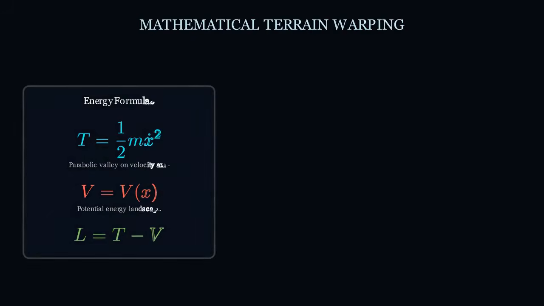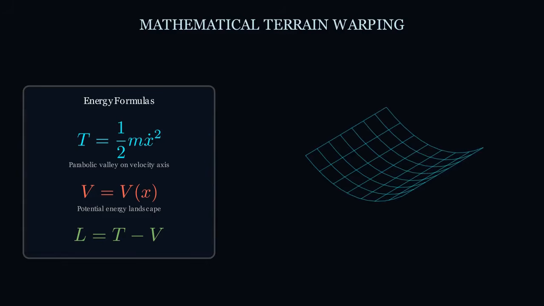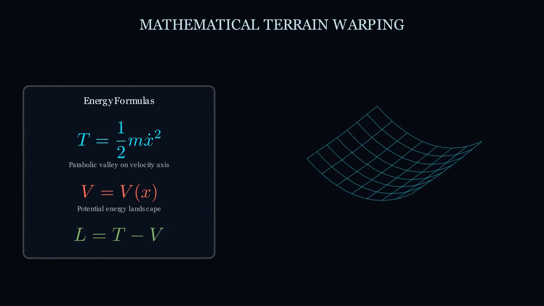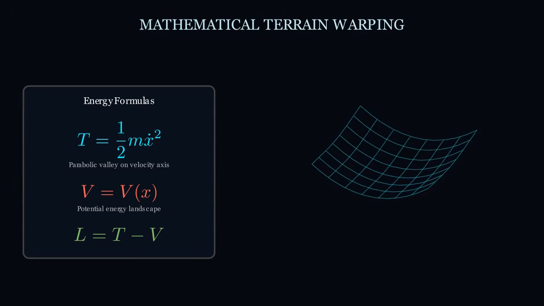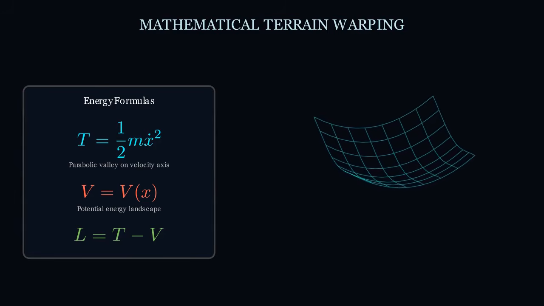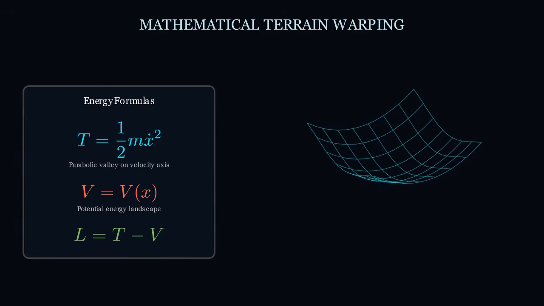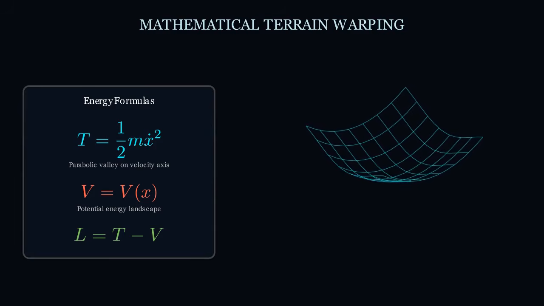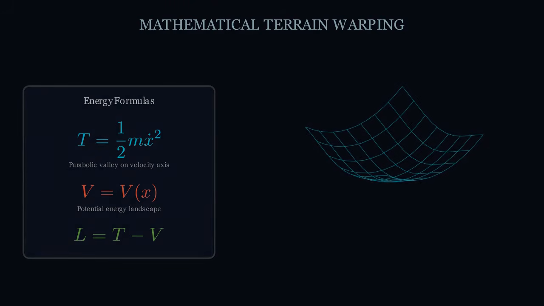What does this surface actually look like when we plot our kinetic and potential formulas onto it? Let us look directly at the math. Kinetic energy is represented as T equals 1/2 m x dot squared, which geometrically represents a parabolic valley along the velocity axis, x dot. Potential energy, V, depends entirely on position, representing the physical landscape, like a hill or a gravity well. When we write L equals T minus V, we are taking the parabolic valley of velocity and subtracting the shape of the physical landscape. This operation warps our configuration space, generating a customized mathematical terrain where the slopes represent the physical forces acting on the object.